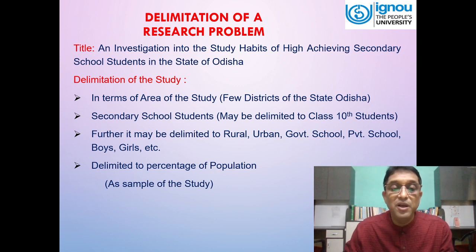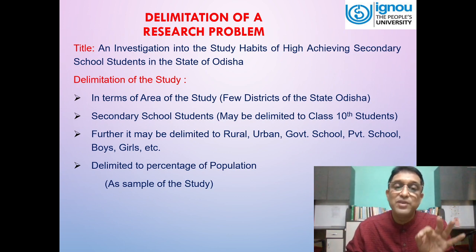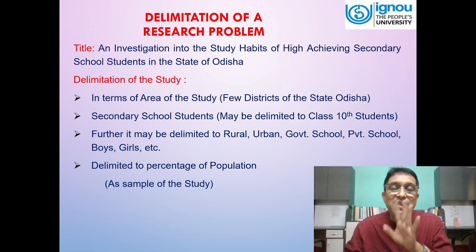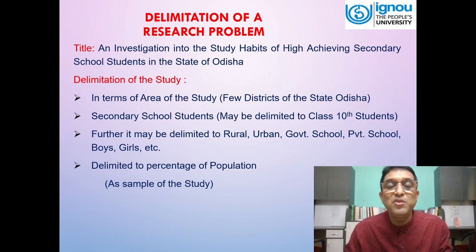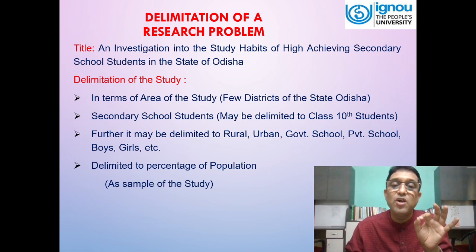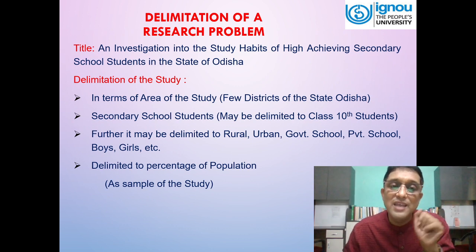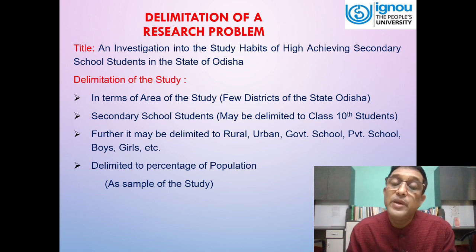So friends, we discussed three important aspects today: the research problem, how to select a research problem, what are the sources, what are the criteria for selecting a research problem, how to write a research title, what is a suitable research title; and further we discussed the operational definition of the terms used, how operationally you can define the terms that you have used in your research title; and further how to bring delimitation of a research problem.